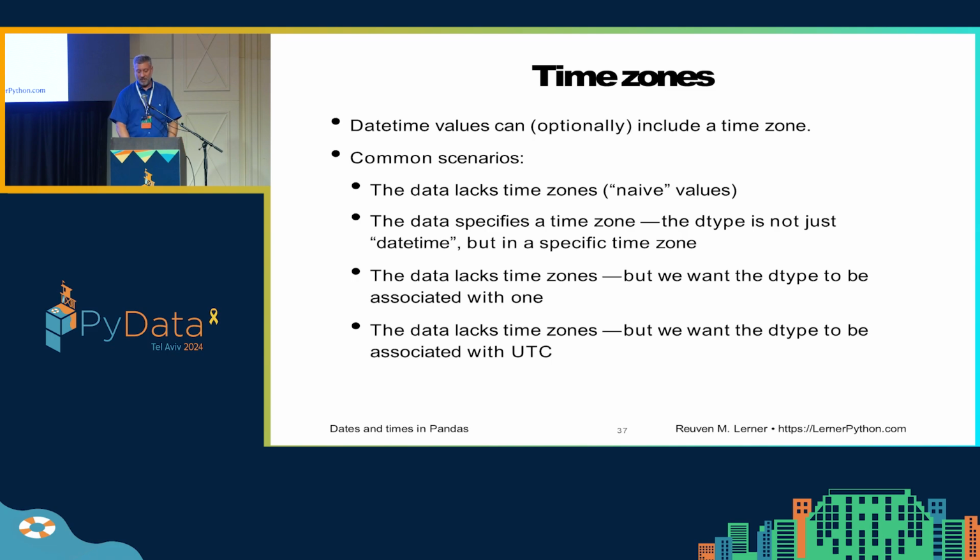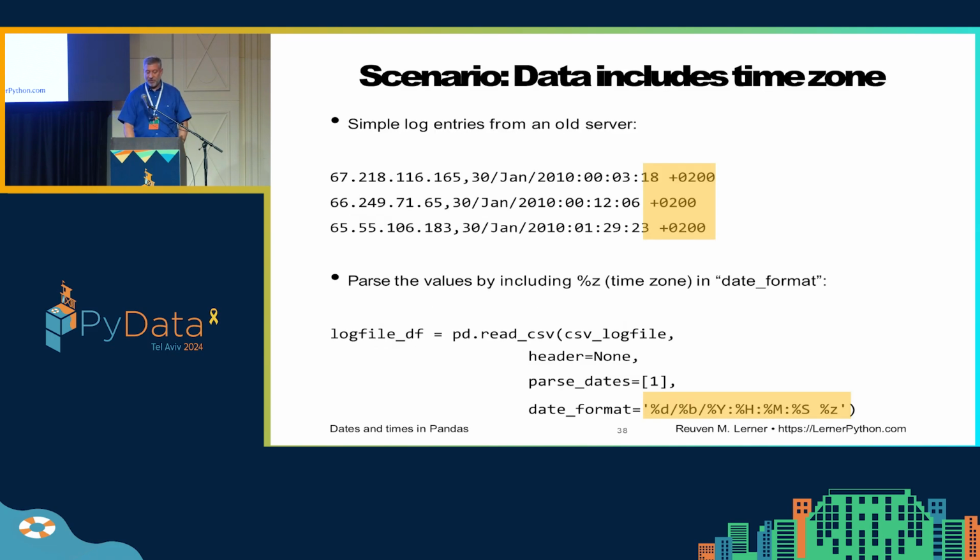So if it includes a time zone, let's just read in this data here from an old server that I have. And the time zone here is specified. So after, it's going to be day, month, year, hour, minute, second, and then it says plus 200. That is the time zone. And if I want to, I can then use date format, which I mentioned earlier. I can say %z, that will bring in the time zone.